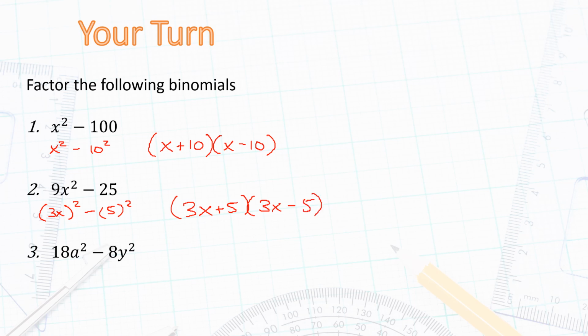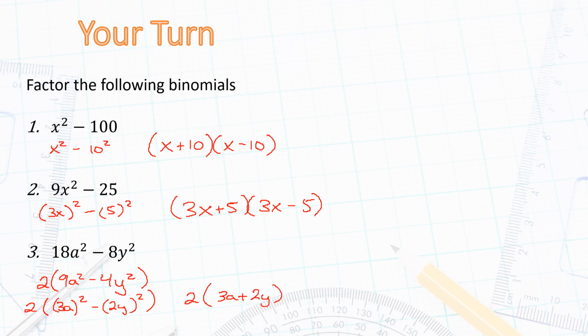And then 18a squared minus 8y squared, I've got a common factor of 2. So I take 2 out and I'm left with 9a squared minus 4y squared. Now I've got 9 and 4, which are both square numbers. So this is going to be 2 times 3a to be squared minus 2y to be squared. This one's got a double kind of squaring situation going on. So my final answer will be 2 times 3a plus 2y times 3a minus 2y.